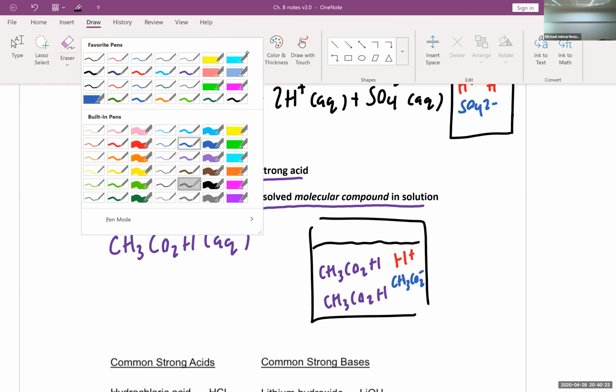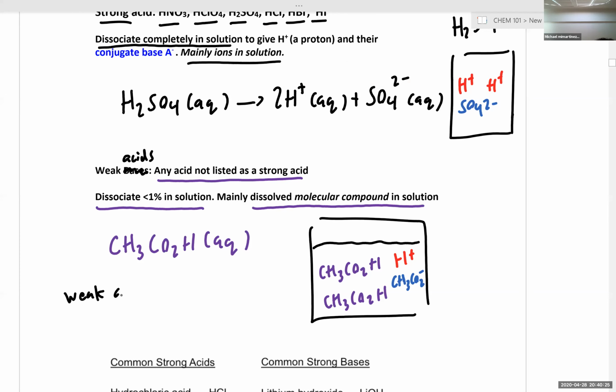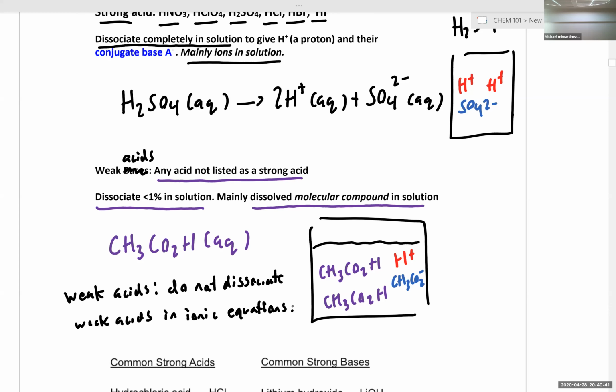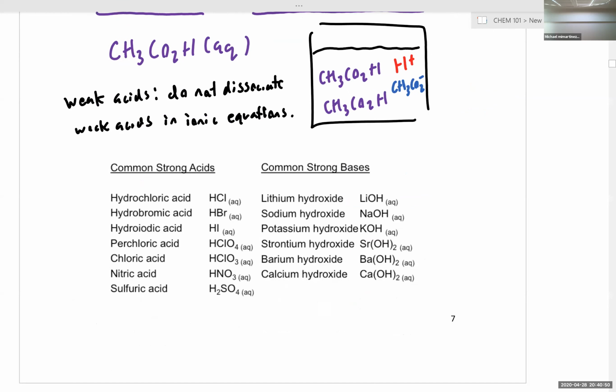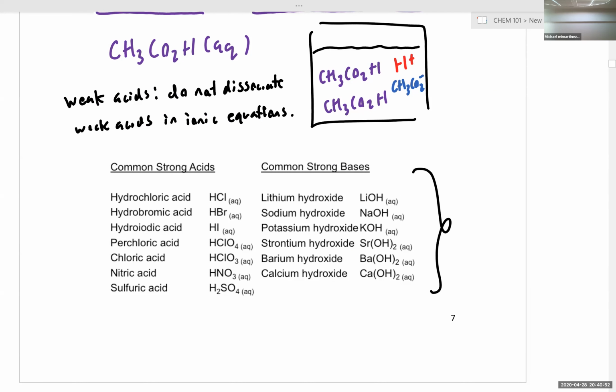From the perspective of ionic equations, for weak acids, do not dissociate weak acids in ionic equations. So weak acids and weak bases, do not dissociate them when you're writing an ionic equation. Okay, perfect. So here's a table of the common strong acids and common strong bases. You are expected to be familiar with these, and you'll need these to write reasonable ionic equations.